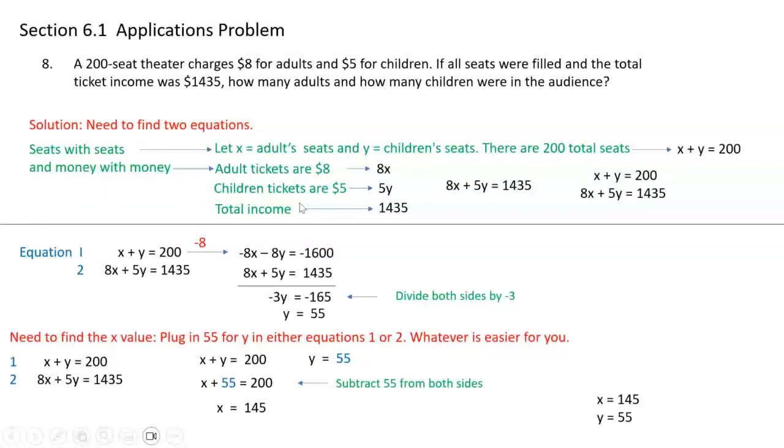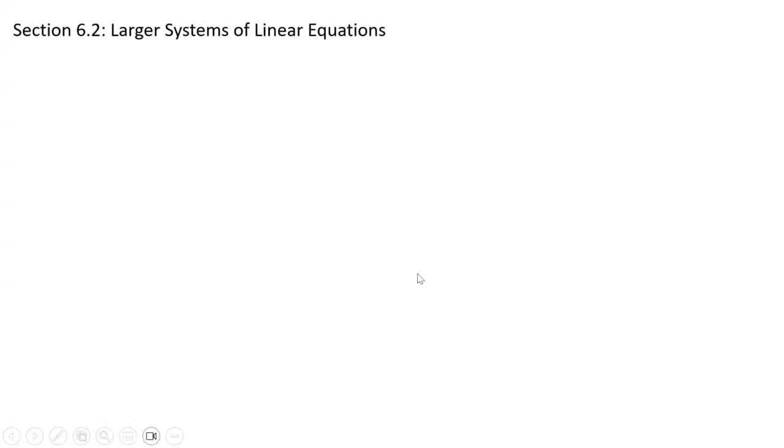But that's not what they're asking for. They're asking for how many adults and how many children were in the audience. If you recall, we let x be adults, so it's going to be 145 adults and 55 children. That's the total number of adults and children in the theater. And that covers everything for section 6.1.